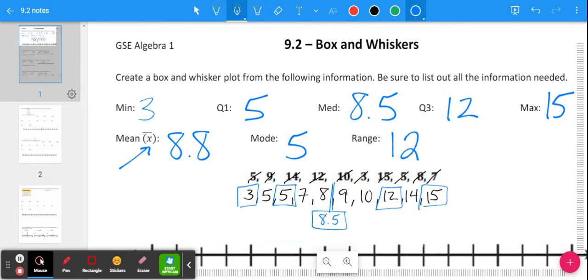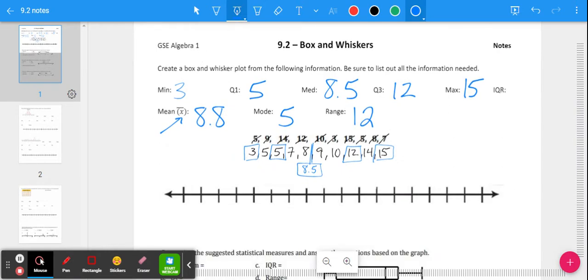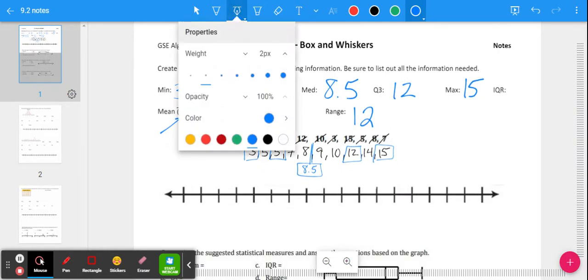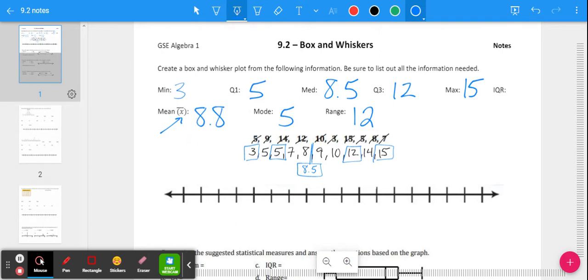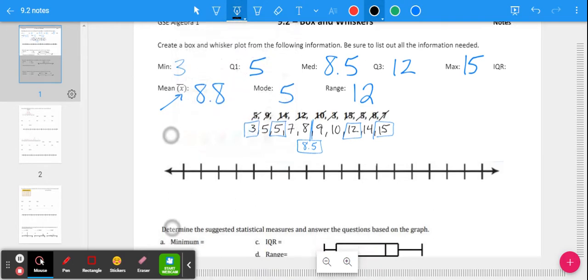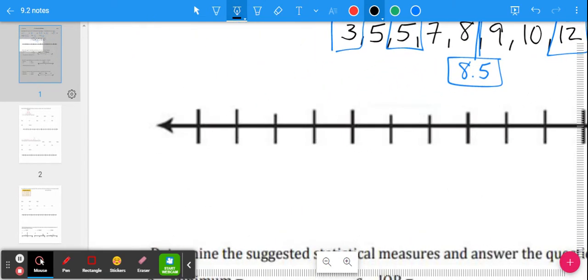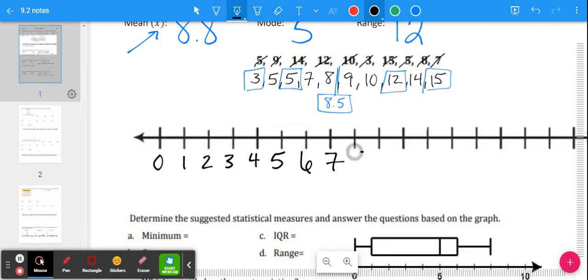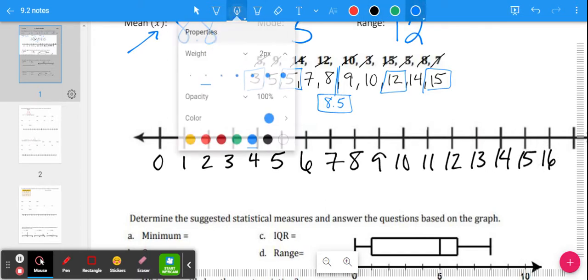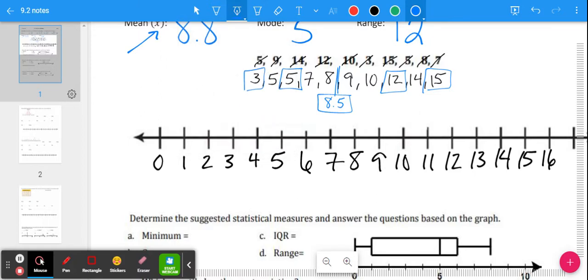So now we can plot this in a box plot. So we have our first number is 3. We've got to number our number line first. So we've got, let's make it 0, 1, 2, 3, 4, 5. Okay, so now that our number line is numbered, we can go through and make our box plot.